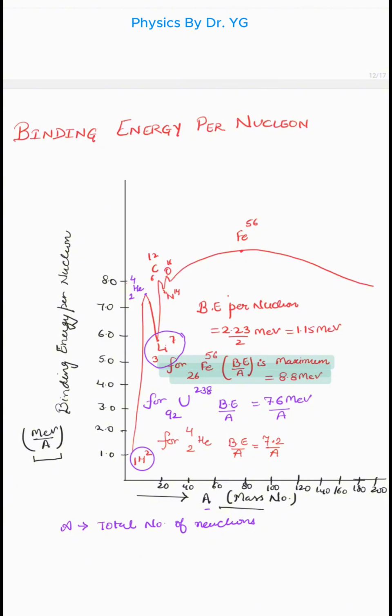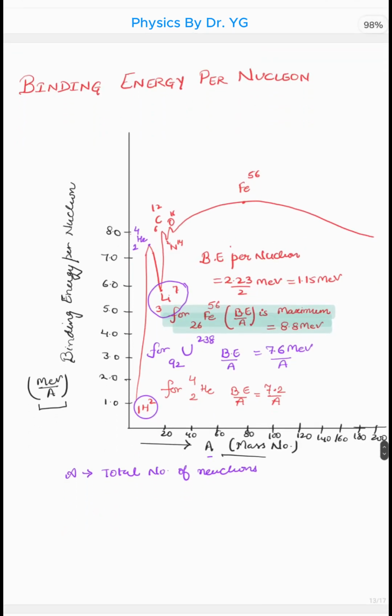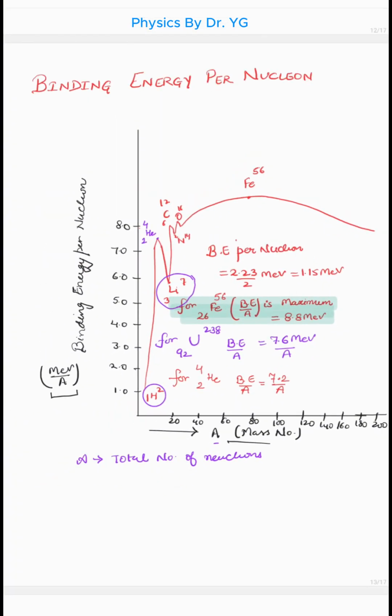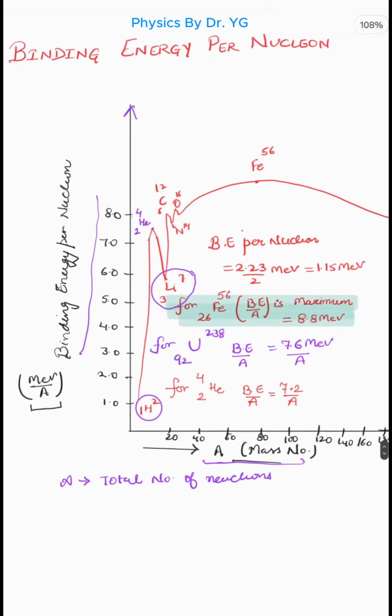Now without wasting any time, let's move on to our next topic, in which we will study the binding energy per nucleon. In the graphical representation, we have drawn a curve. We have plotted binding energy per nucleon along the y-axis, and on the x-axis we have plotted mass numbers. Now let's study what is happening in this binding energy per nucleon curve.